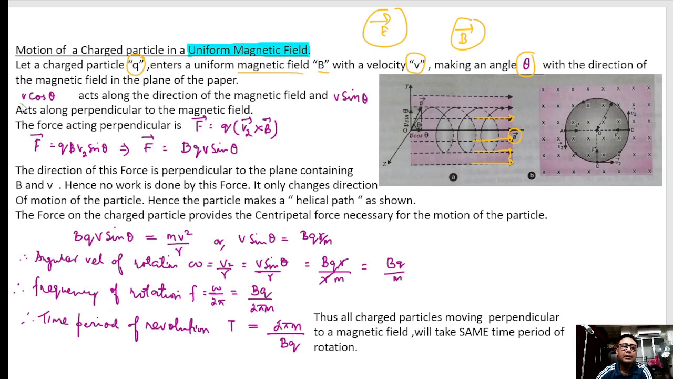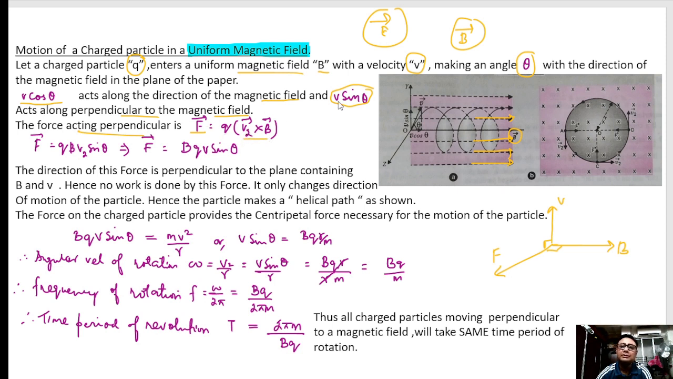So V cos theta is the horizontal component along the magnetic field, and V sin theta is perpendicular to the magnetic field. So what is the force acting? Please remember, the force acting will always be perpendicular to both V and B. That is why the equation comes F equal to Q V cross B.